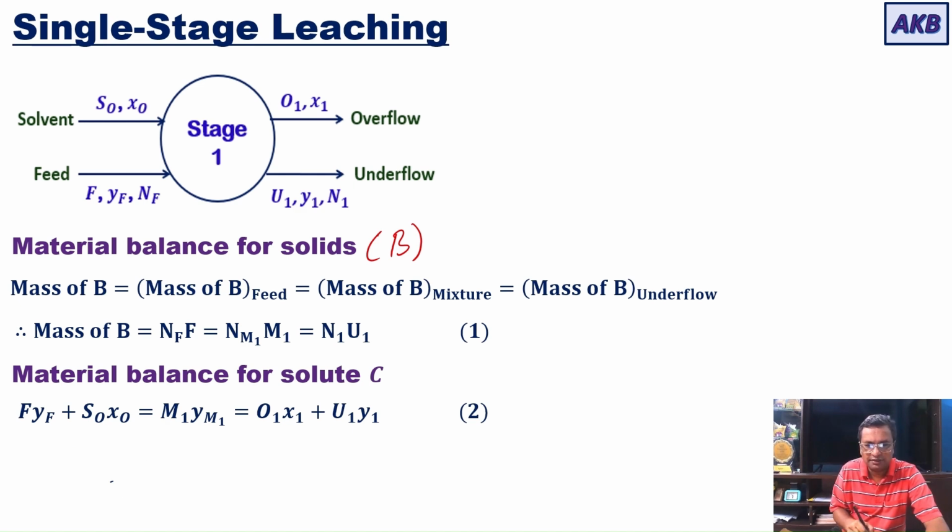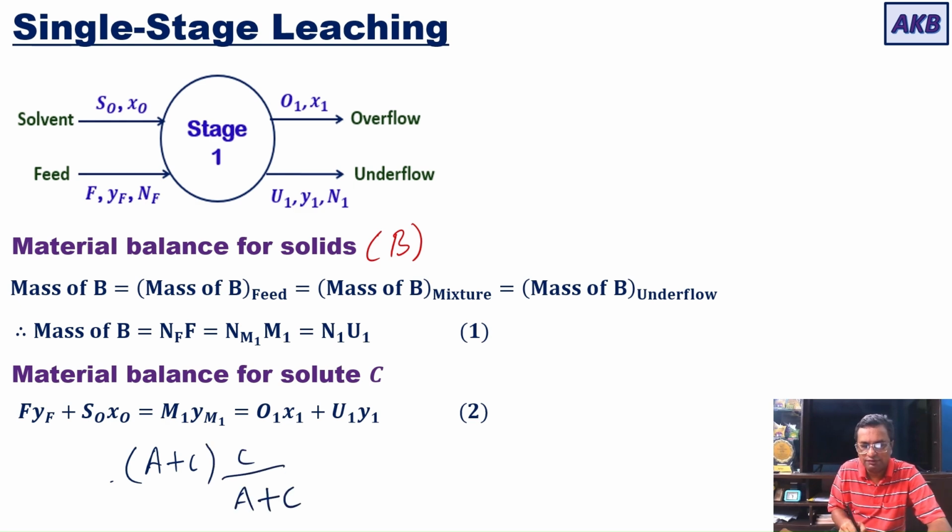Now let us look at the second term that is present in the equation. So it is S naught, this is mass of A plus C in the solvent, and X naught is mass of C upon mass of A plus mass of C in the solvent. A plus C gets cancelled and you are left with mass of C. So in the same way, you can get explanation for the other terms as well. So M1 is mass of A plus C in the mixture. Ym1 is mass of C upon mass of A plus mass of C in the mixture. And mass of A plus C in the mixture gets cancelled out.